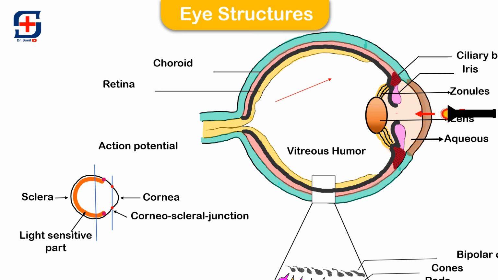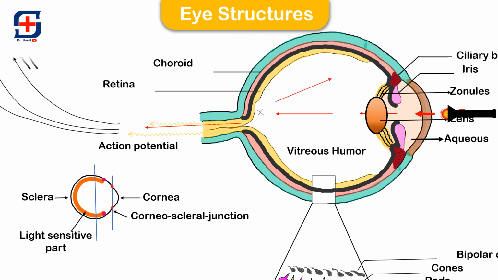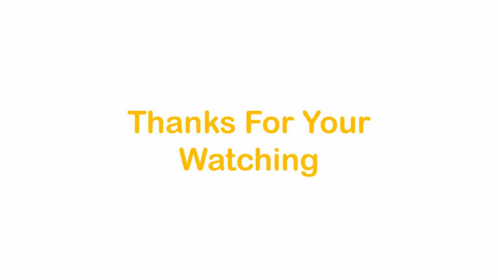So when light is entering the eyeball, it has to pass through the cornea, then through the aqueous humor, then through the lens, and then through the vitreous humor, and eventually falls on the retina, which finally converts it into an action potential that goes to the CNS through the optic nerve.